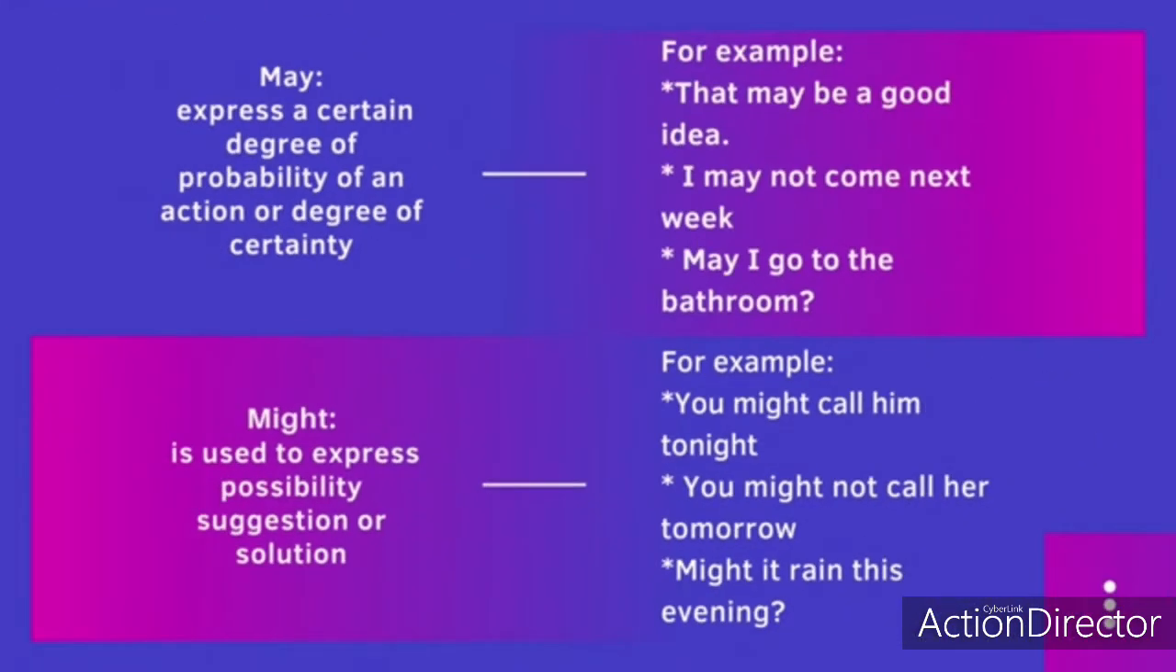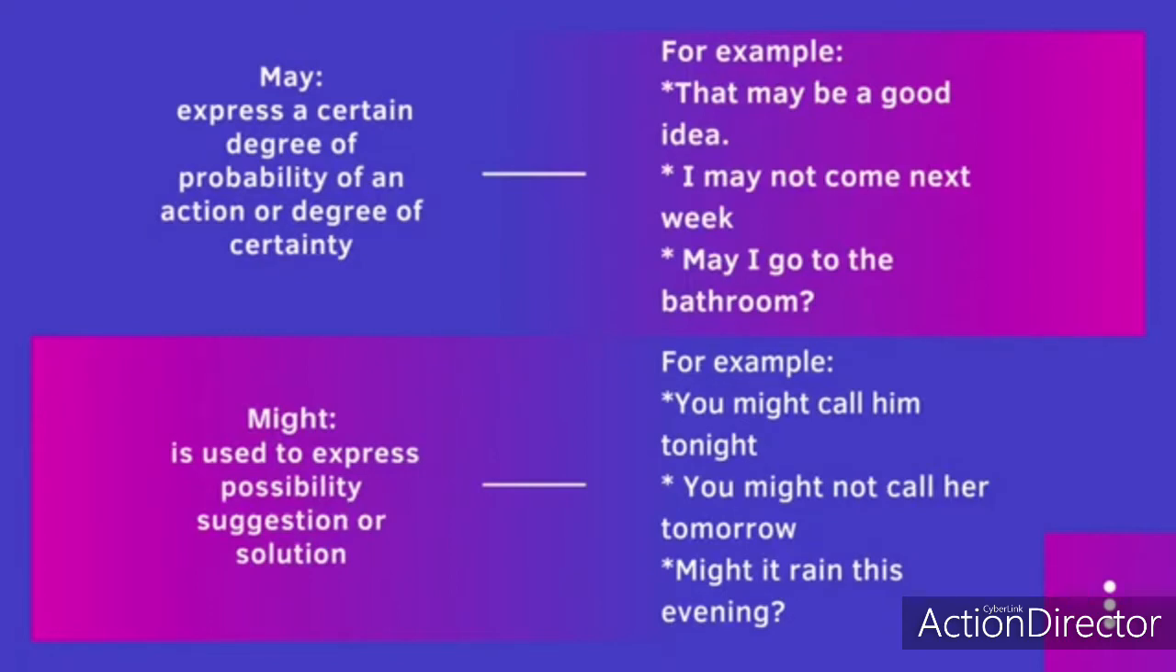May. It's a variation of the verb can, but is a more formal modal verb. If you want to ask permission, this is a good way. With it you can also establish a possibility. For example, that may be a good idea. Indicates probability. He may not come next week. Indicates probability. May I go to the bathroom? Indicates permission.